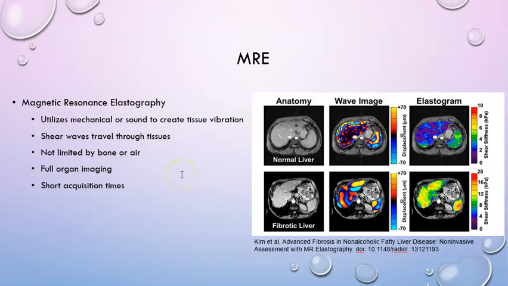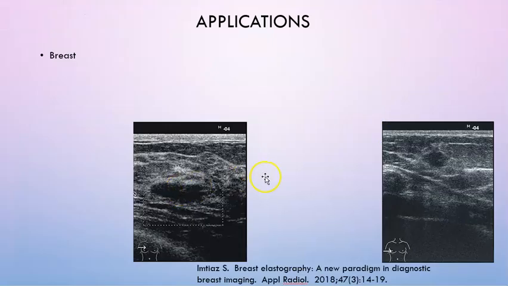Magnetic resonance imaging is the other type of imaging that can be done besides ultrasound, and we can see that magnetic resonance uses the shear wave technology and produces elastograms. Okay, so again, it's very similar to the ultrasound technique, but it's not limited by bone or air such as ultrasound is, and it can do a full organ imaging. So it's in many respects better than ultrasound. It has very short acquisition times compared to most MRIs, and is somewhat useful.